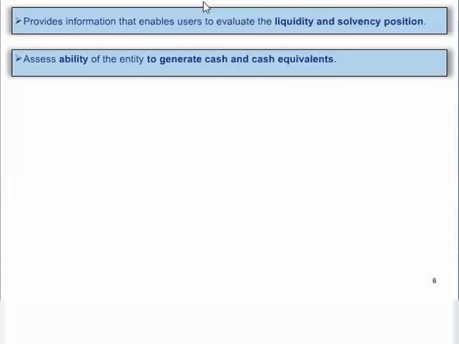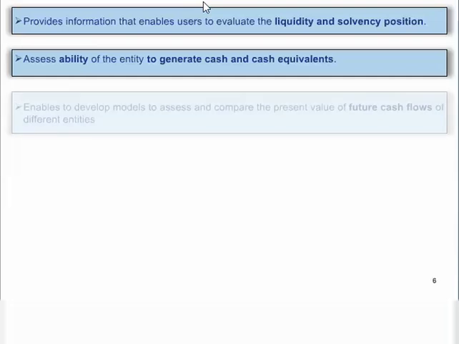It helps in assessing the ability of the entity to generate cash and cash equivalents. By analyzing the cash flow statement and by understanding the classification of cash flows into operating, financing, and investing activities, a user can basically analyze and understand what is the ability of the entity to generate cash and cash equivalents. Again, whether these cash and cash equivalents are sufficient as per the requirements of the entity.